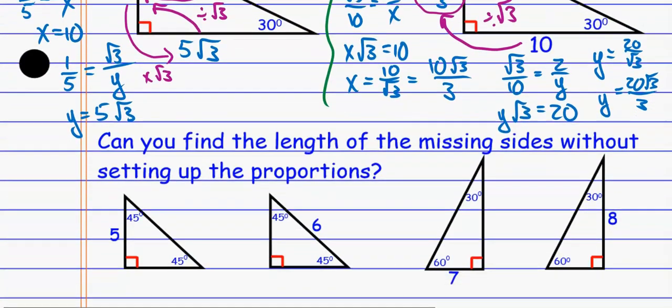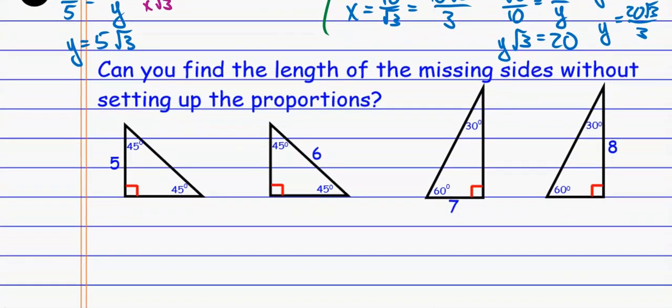So again, understanding how to get back and forth between these things can be a huge shortcut. So when we look at these, can we find the missing length of the sides without setting up a proportion? Well, if I look at this one right here, these sides have to be the same, so it has to be 5. To get from here to here, I just multiply by root 2. So that's 5 root 2. That's it.